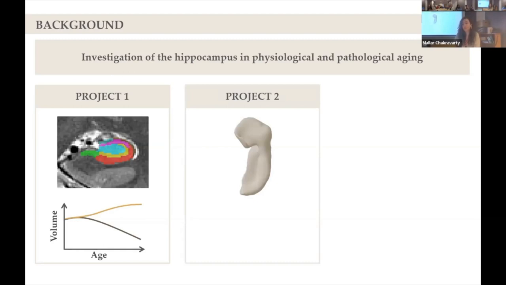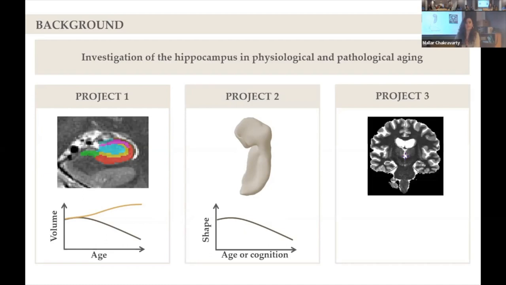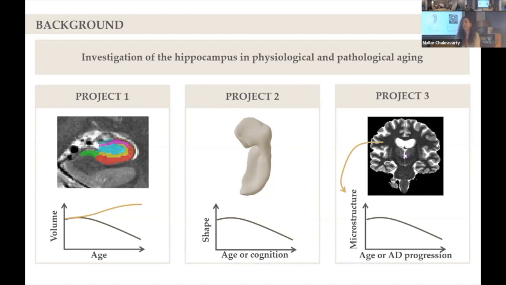And we wanted to look at how the shape of the hippocampus relates to aging and also cognition. And finally, in my last project, we wanted to use another type of MRI, which is called quantitative MRI, that I will describe a bit later, in order to try to infer about the microstructure of the tissue and to see how this microstructure changes in aging, but also in Alzheimer's disease progression.